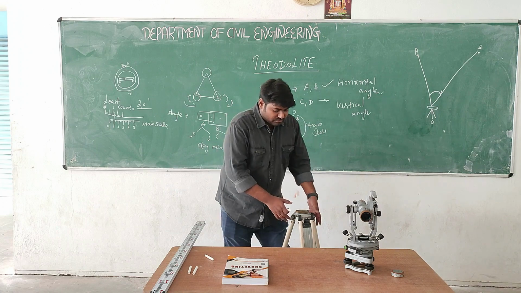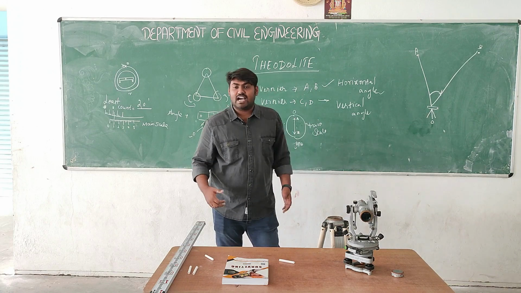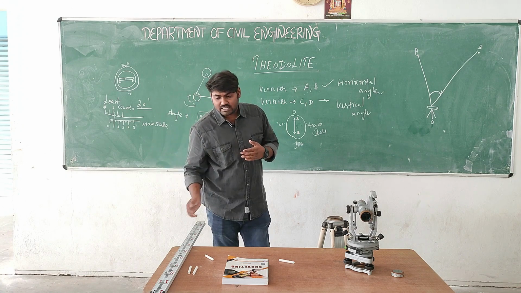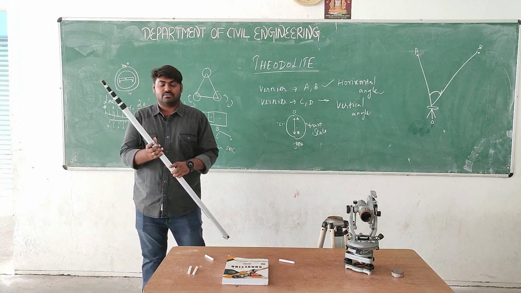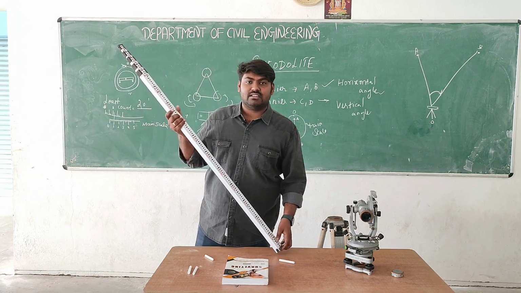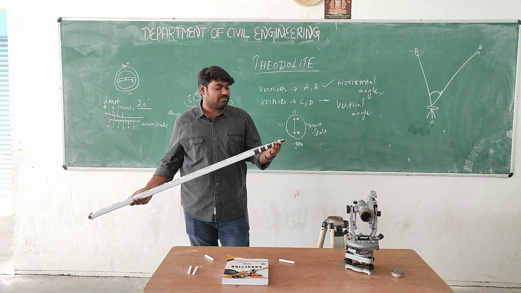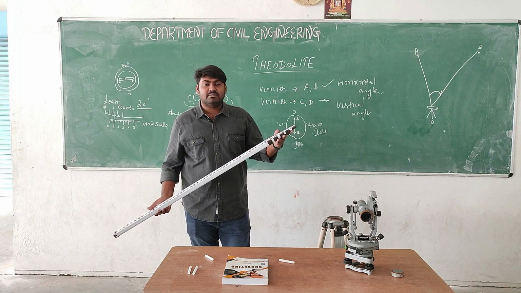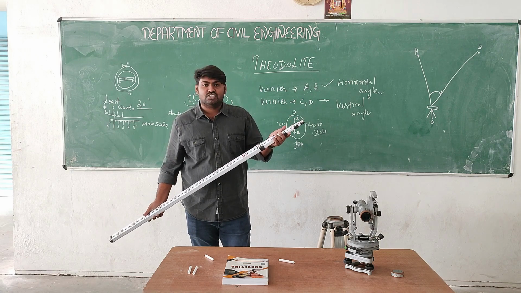We can easily fix this instrument with the help of a tripod. Afterwards, we see the object or whatever place we have, and we can easily find out the angle. Another instrument is the leveling staff. The main purpose of this leveling staff is finding the different levels of the ground surface. The leveling staff is mainly around 5 meters in length. In each and every meter they have some divisions, so we can easily adjust by each 1 meter.